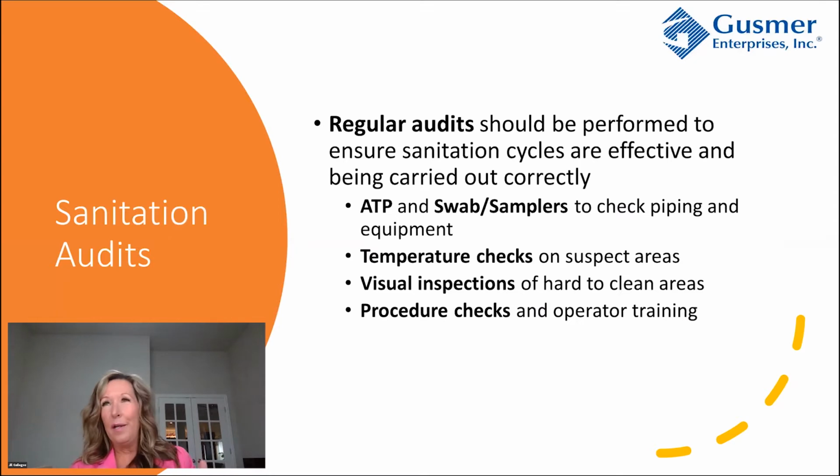So you think you've got your process right, you're doing everything you should, but it's important to check and make sure that the process you have set up is actually working. And that's where ATP swabs would come in. You can do temperature checks on suspect areas. You can do visual inspections of hard to clean areas. Procedure checks, make sure your operators are trained.